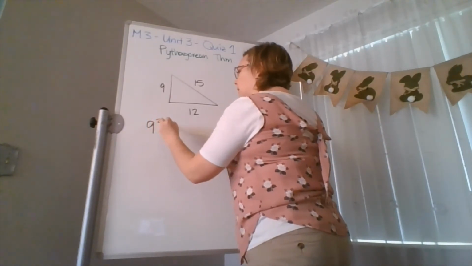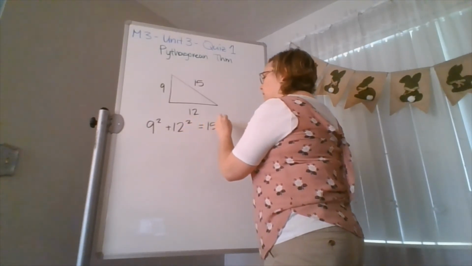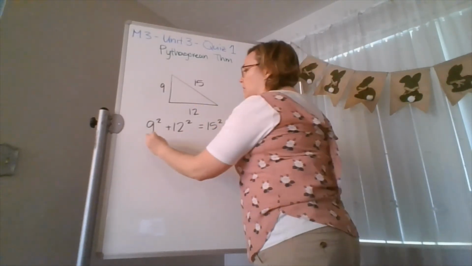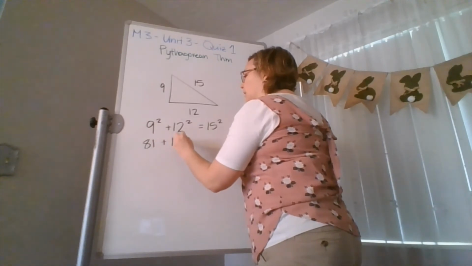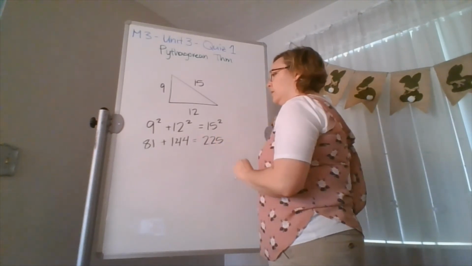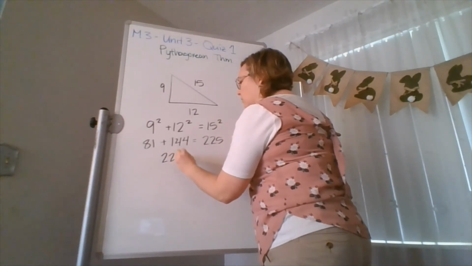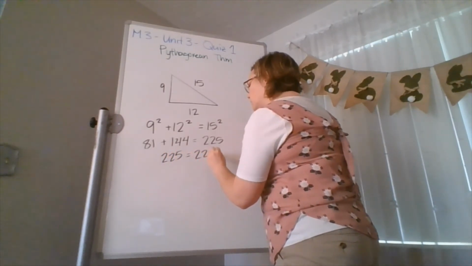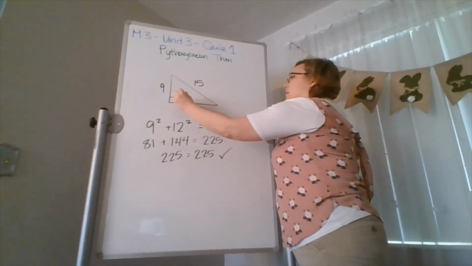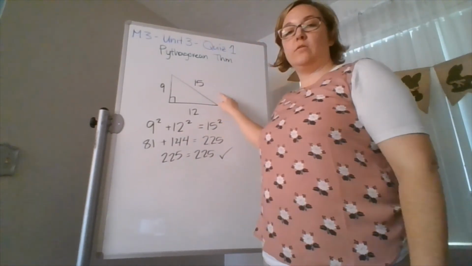We're going to say 9 squared plus 12 squared equals 15 squared. If this is a true statement, then this is a right triangle. So 9 squared is 81 plus 144 equals 225. So what is 81 plus 144? It is 225. So that is a true statement, and so this is a right triangle. And your question, if it says true or false, is this a right triangle? It would be true.